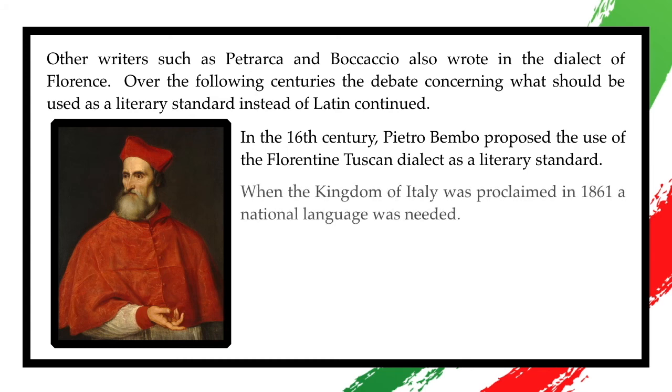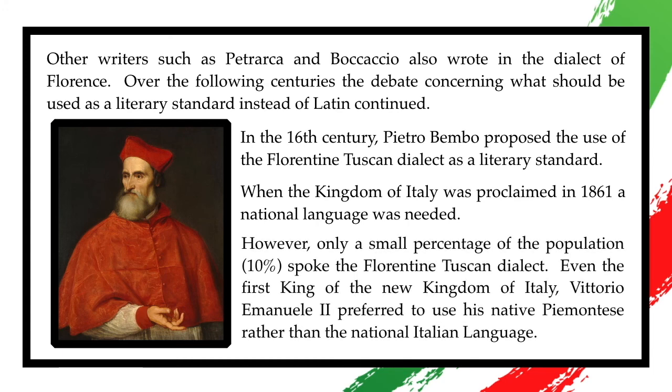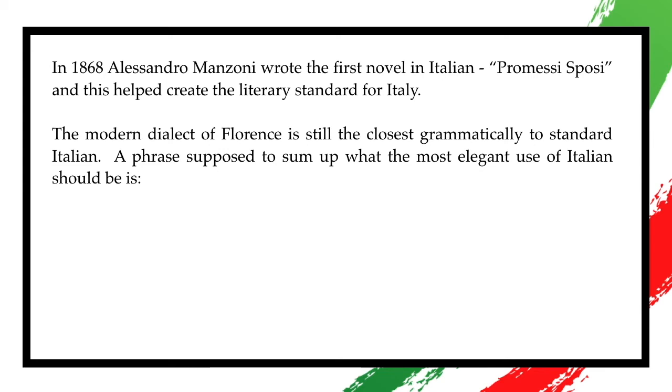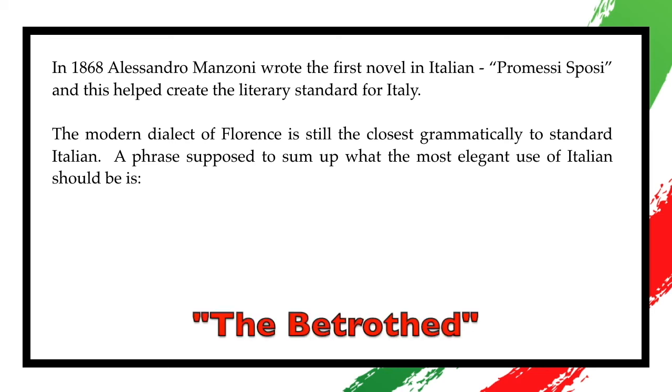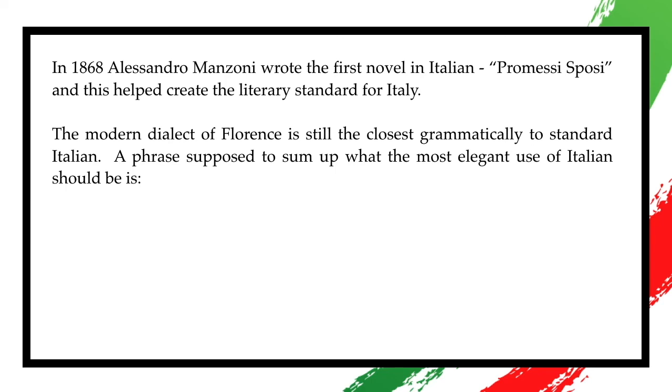When the Kingdom of Italy was proclaimed in 1861, a national language was needed. However, only a small percentage of the population, 10%, spoke the Florentine Tuscan dialect. Even the first king of the new Kingdom of Italy, Vittorio Emanuele II, preferred to use his native Piemontese rather than the national Italian language. In 1868, Alessandro Manzoni wrote the first novel in Italian, I Promessi Sposi, and this helped create the literary standard for Italy. The modern dialect of Florence is still the closest grammatically to standard Italian.